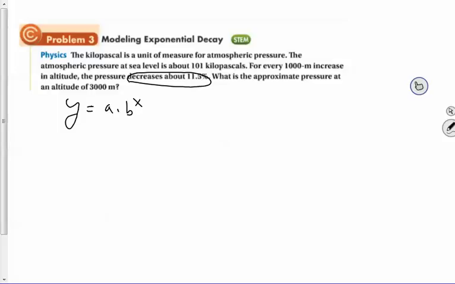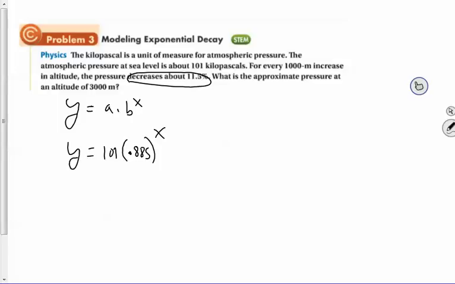So do we have a starting level? I believe our starting level was 101 kilopascals, and b to the x. It's just going to go to the x, but b, if you're losing 11.5%, you're actually keeping 88.5%, so that's 0.885. Now there's our equation.